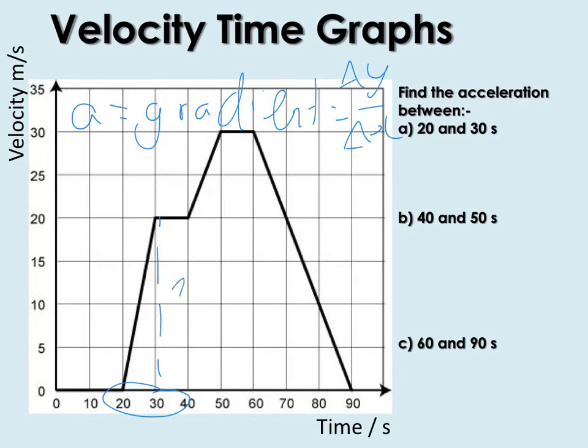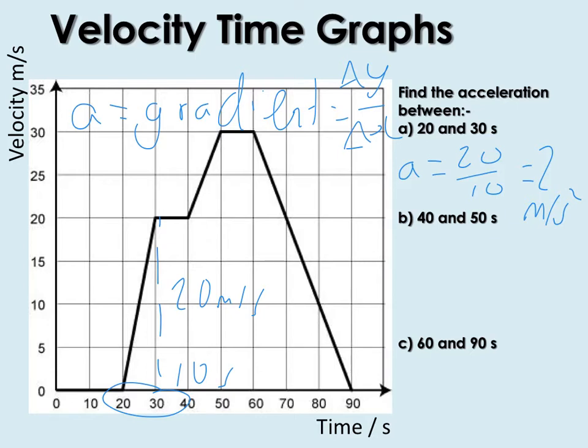So we can see that y has changed by 20 meters per second, and that our x has changed by 10. That's 30 minus 20 to get 10. And so therefore our acceleration at this point will be 20 over 10, which gives us 2. The units for acceleration, remember, are meters per second squared.